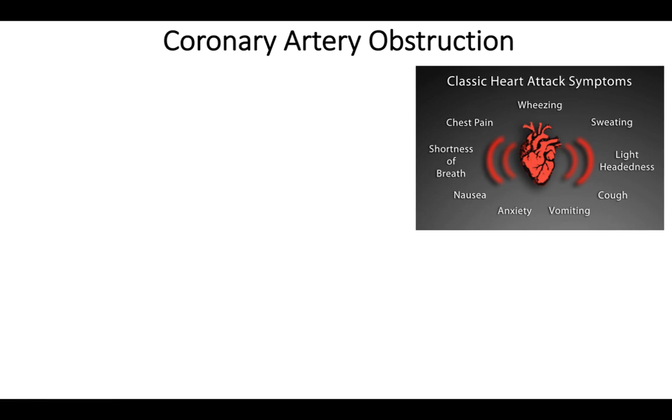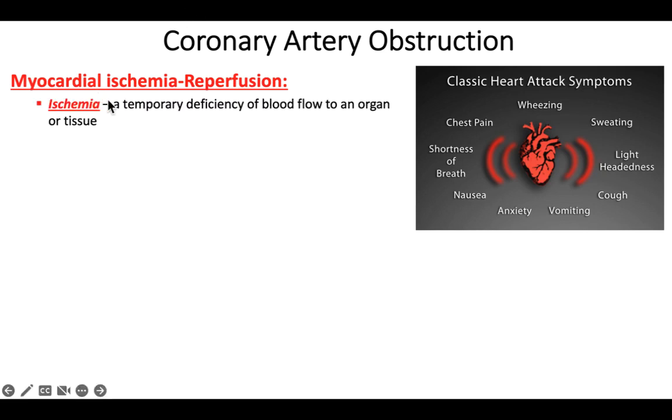Continuing with this topic, once we understand what the coronary circulation is, we can better understand what a heart attack is. Heart attacks are often caused by coronary artery obstruction. That obstruction causes a blockage in blood flow to that part of the heart. A blockage of blood flow is called ischemia. So it's a temporary deficiency in blood flow to an organ. In this case, it's myocardial ischemia because it's blockage in blood flow to the heart muscle.